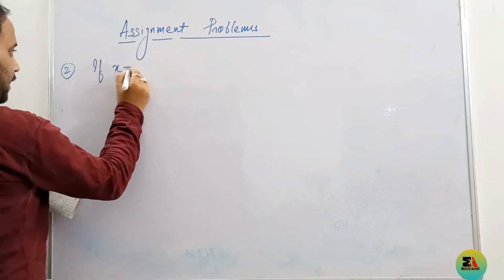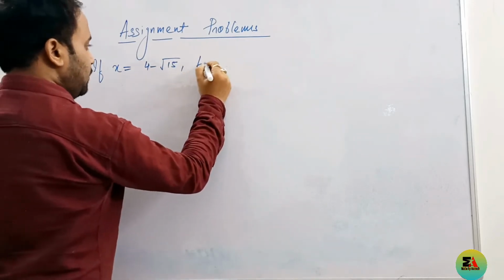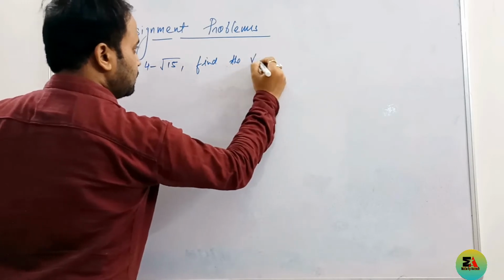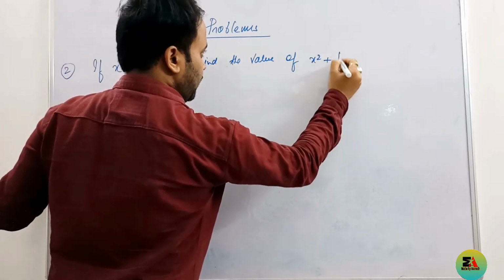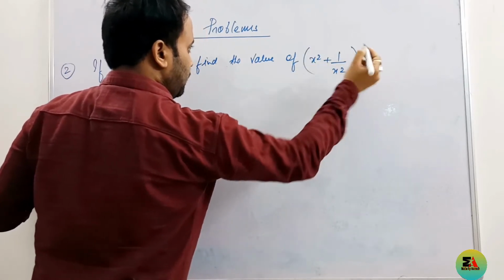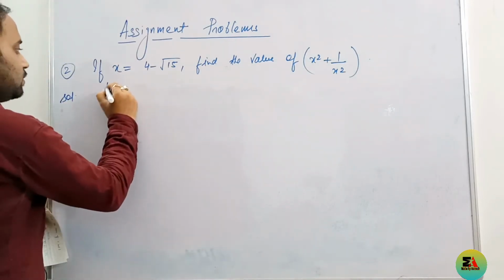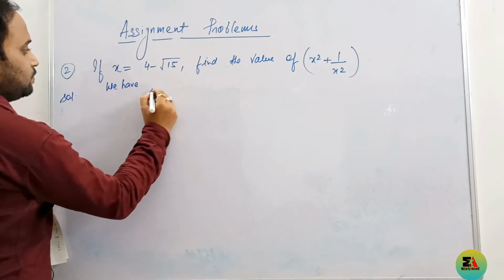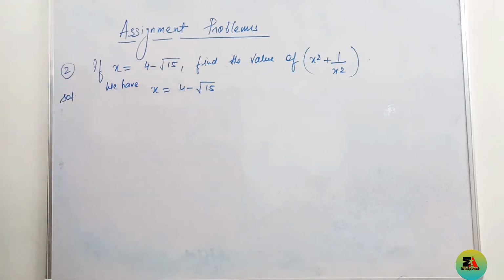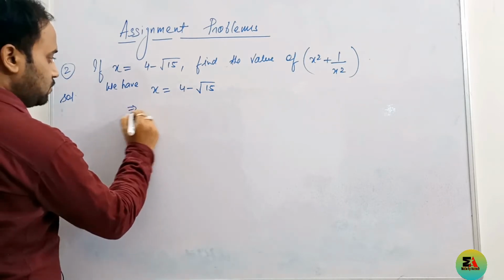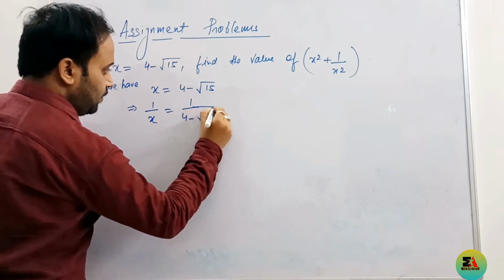If x is equal to 4 minus root under 15, then find the value of x square plus 1 by x square. This we have to calculate. Now see, we have x equals 4 minus root under 15. So what do we write here? We have to write 1 by x equals 1 by (4 minus root 15). You have to write like that.